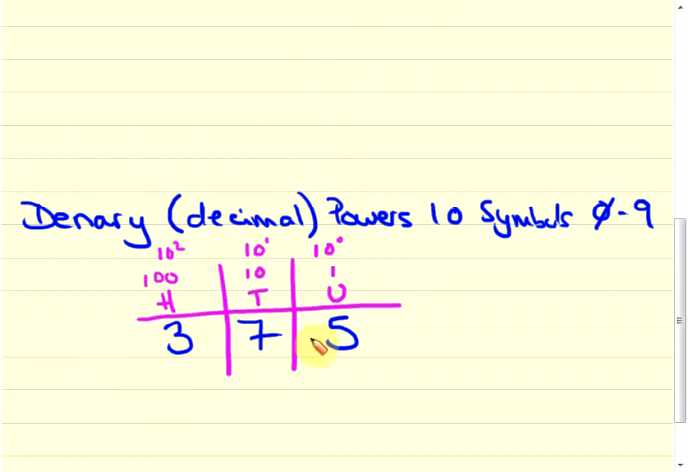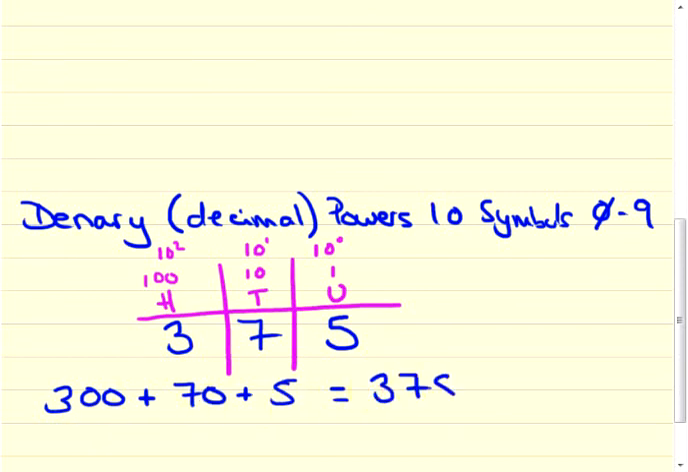So we get the number 375 by simply expanding this and saying, okay, we've got a 3 in the hundreds column, so we've got 300, plus we've got 7 in the tens column, so we've got 70, and we've got 5 in the units column, so we've got 5 there. So this is actually 300 plus 70 plus 5, which gives us 375, which we always knew we had written up here. So that's how the denary number system works. It's a positional value system, meaning that the position that this digit is in gives it its value. This worth 1, this worth 10, and this worth 100.